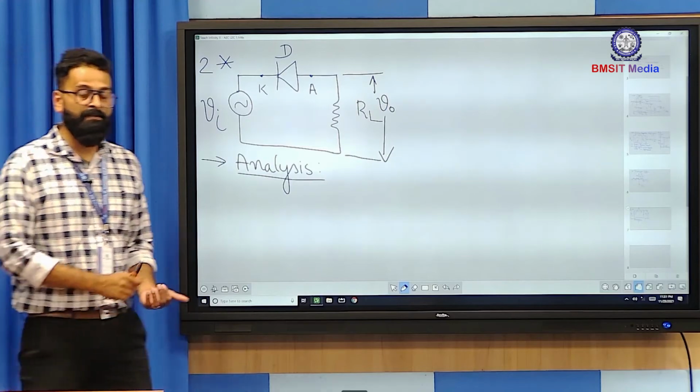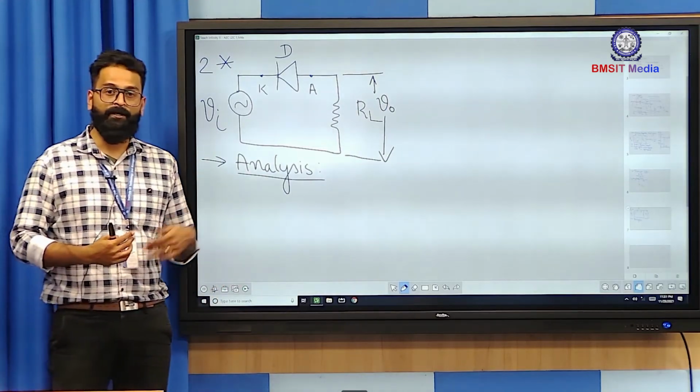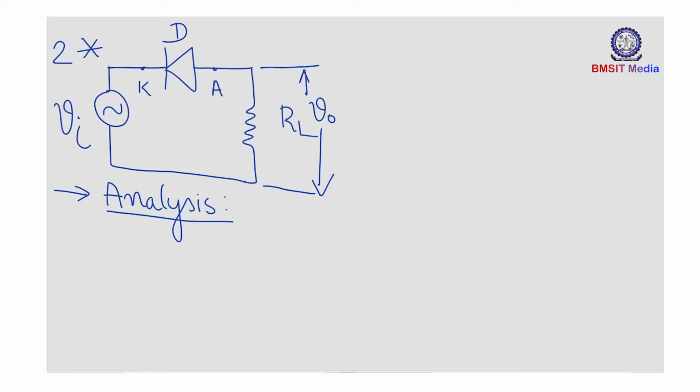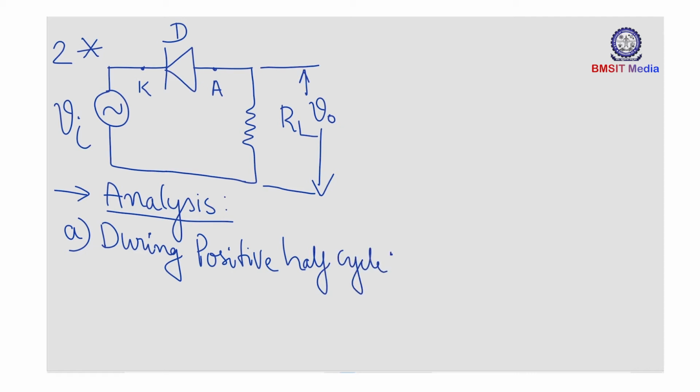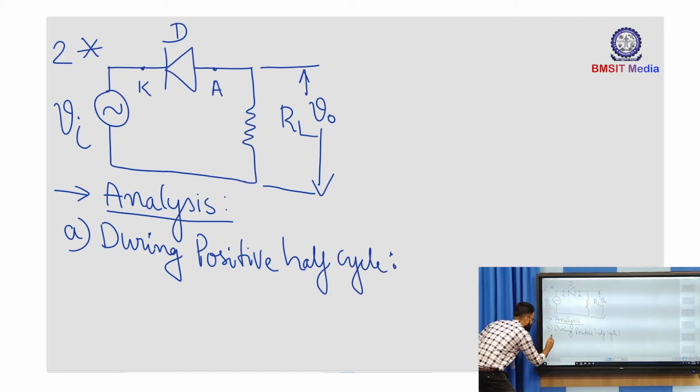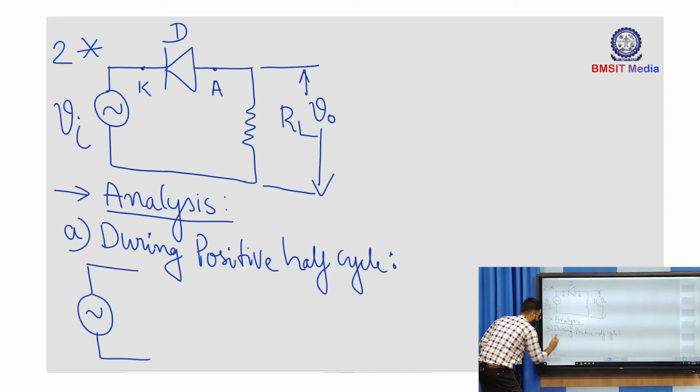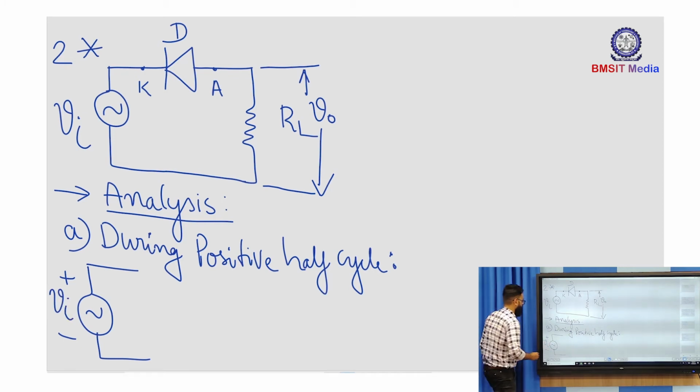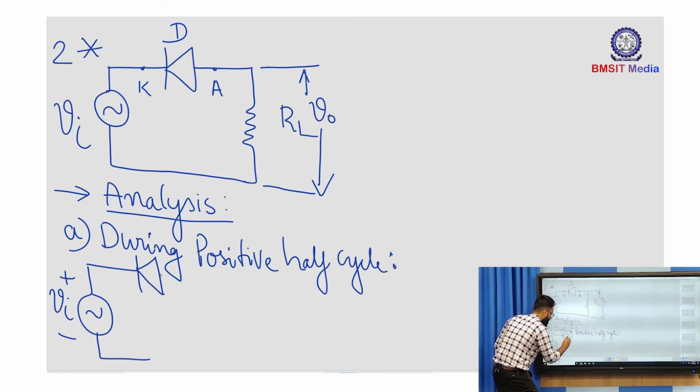Analysis. So once again, the analysis is broken into two parts: what happens during positive half cycle and what happens during negative half cycle. So let us first consider positive half cycle. During positive half cycle, what you have to do is assign the polarity. Correct. So how do we assign the polarity? Upper side positive and the lower side negative. Okay. And we'll place the diode in as it is condition.